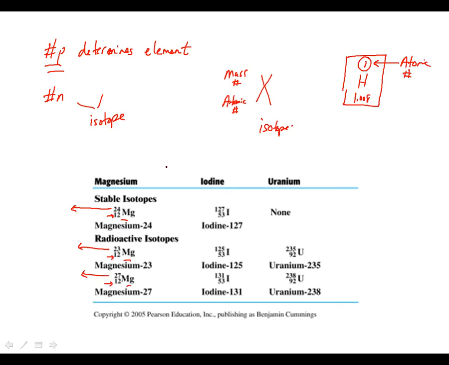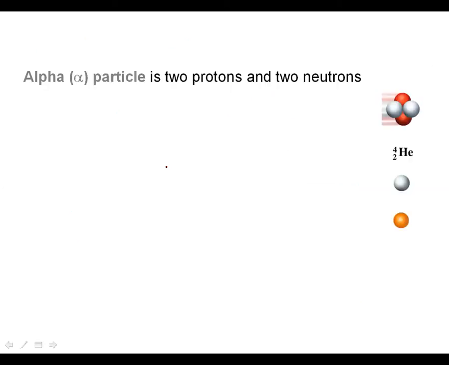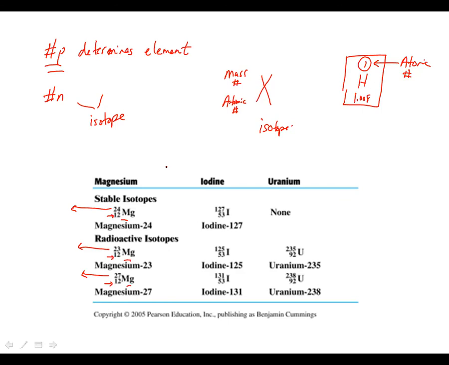And the mass number is, as we will see, the number of protons and neutrons that we find in a particle or an atom. So the mass number is the number of protons plus the number of neutrons, while again, the atomic number is the number of protons.